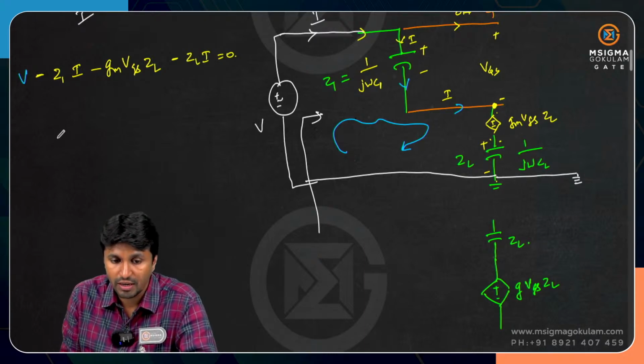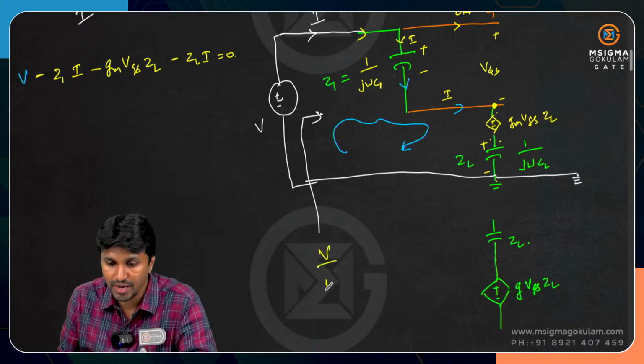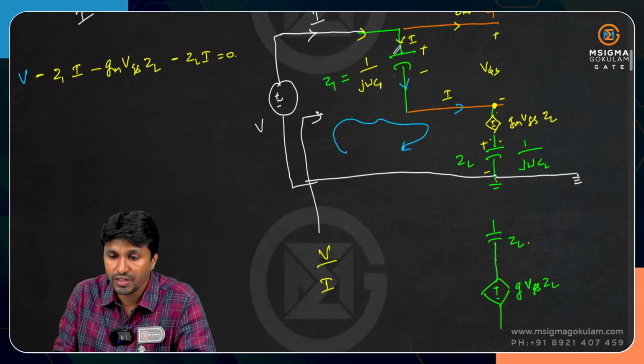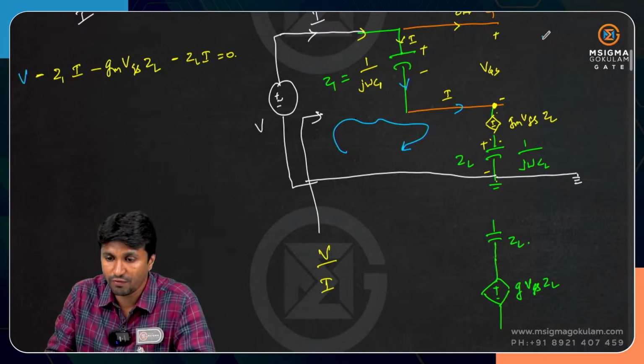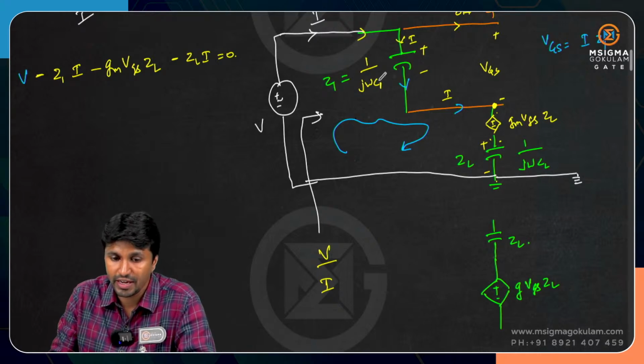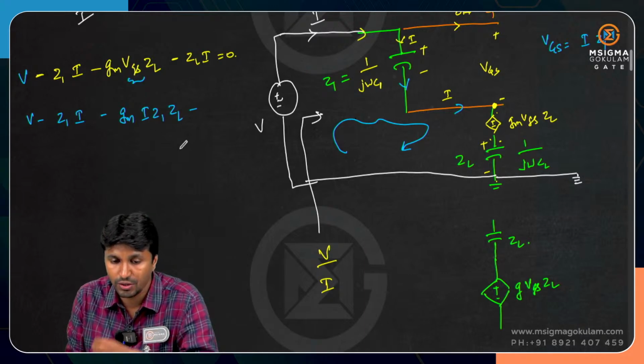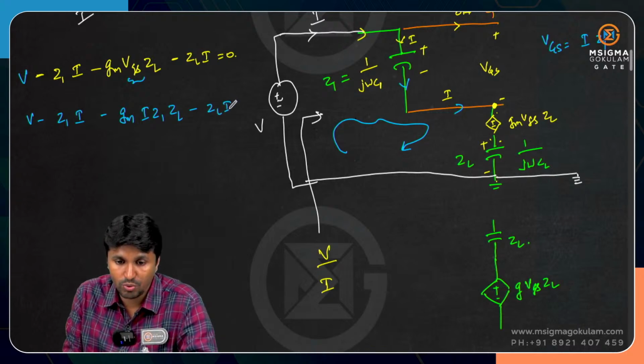So look at this one. What we require is this ratio V by I, right? V by I is what we need. So therefore, what is VGS? VGS is nothing but the voltage across the capacitor. So therefore VGS is nothing but I into Z1, right? I into Z1. So therefore I am going to substitute here. So V minus Z1 into I minus gm into VGS into ZL. Okay, so VGS I have written as I into Z1. So minus ZL into I is equal to 0.